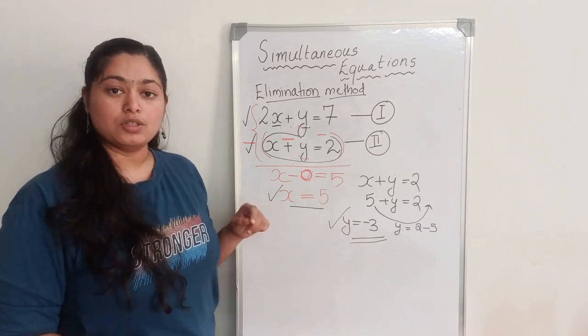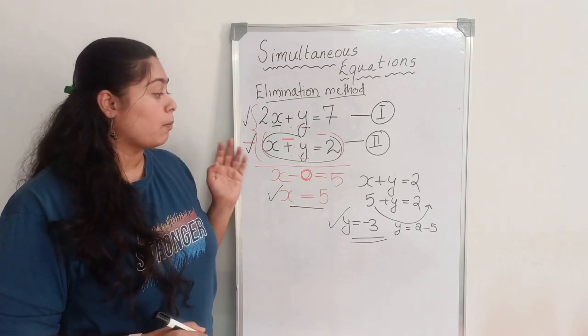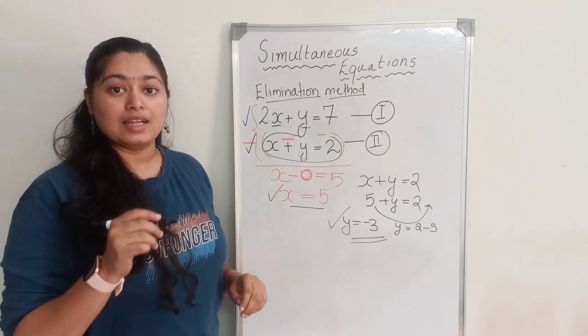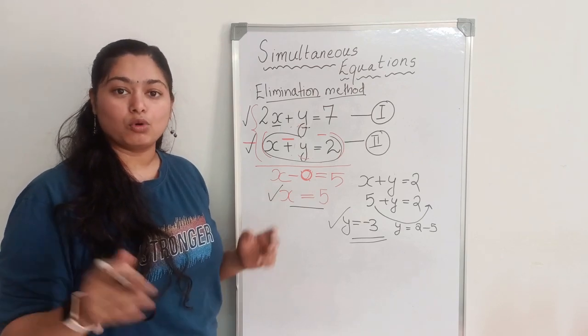And that's how you solve a simultaneous equation, which will give you the solution for both the variables, and this method is called the elimination method. In the next video, let's see another example of elimination and with more questions.